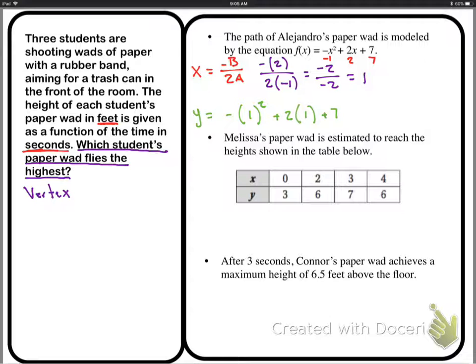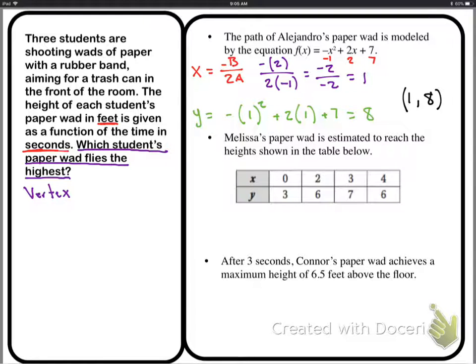Okay, so you'll have negative, and then when you plug in, you want to put in parentheses, so the 1 goes in parentheses, squared plus 2 times 1 plus 7. You pull out your calculator. That's negative 1 plus 2 plus 7, which is 8. And your final vertex here is 1, 8.